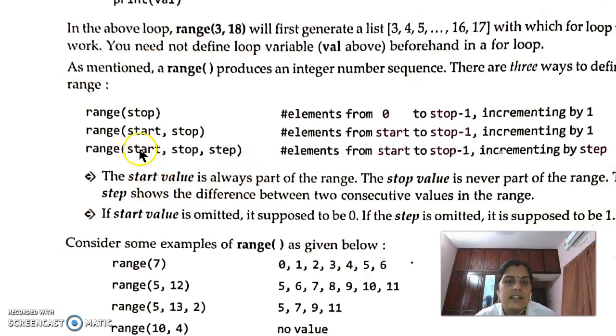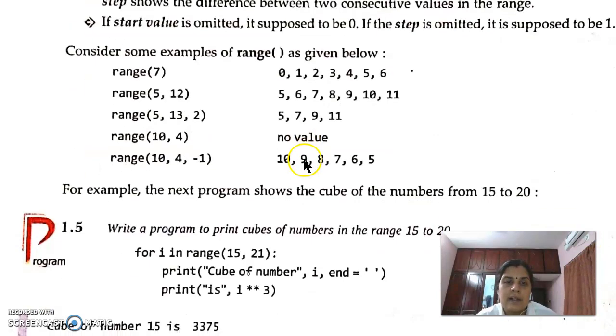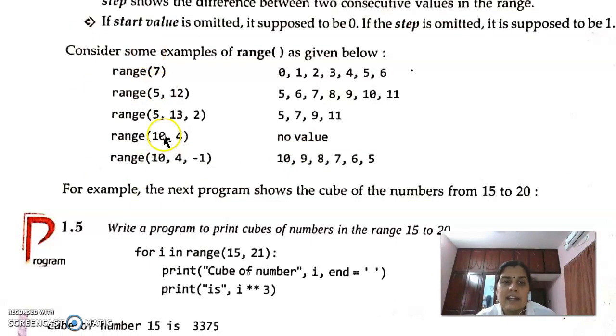Next method is supplying three variables, start, stop, step. According to our wish, we can change the names as i, j, k. That's our wish. Here they use start, stop and step. So for example, range of 5, 13, 2 means starting value is 5 and an increment of 2 takes place in each iteration, and the end value is 13. Then output will be 5 7 9 11.